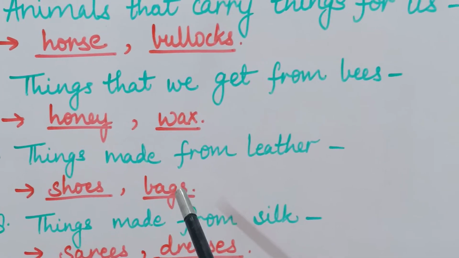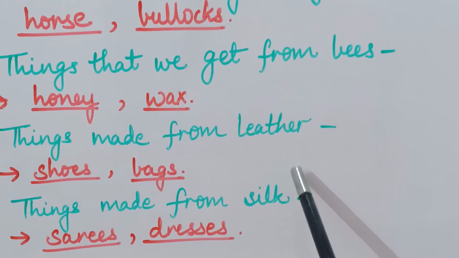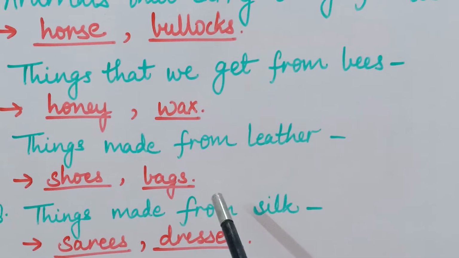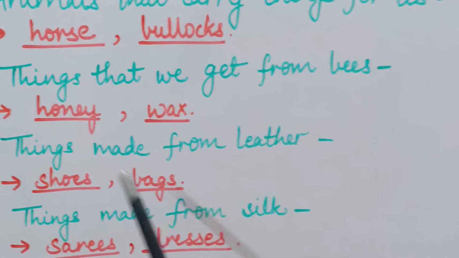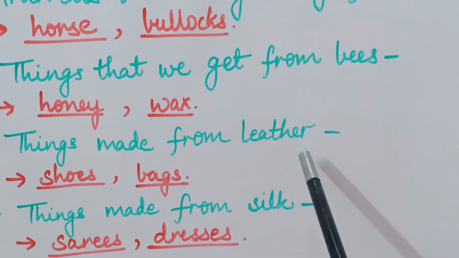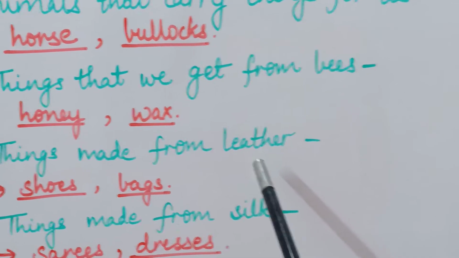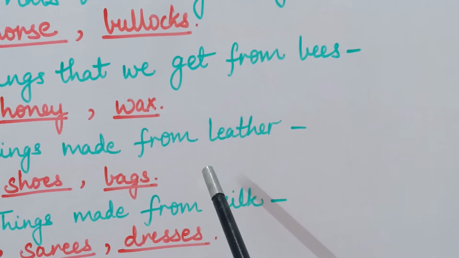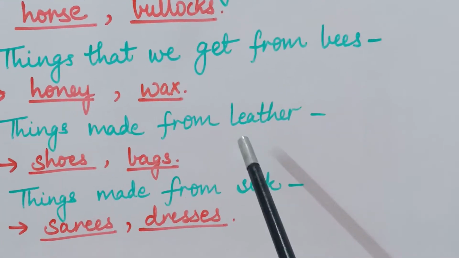And if you don't remember shoes and bags, you can also write belts, purses, handbags, anything. Anything made of leather you can write here. Things made from leather, shoes and bags. And remember children, leather is obtained from the skin of dead animals like buffaloes, camels, snakes and crocodiles. So don't forget this.